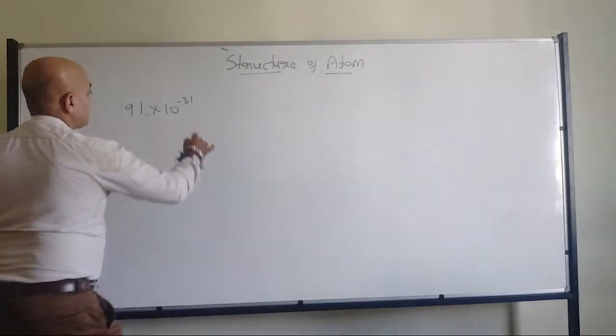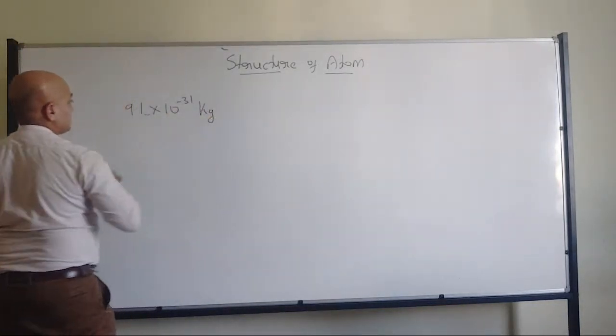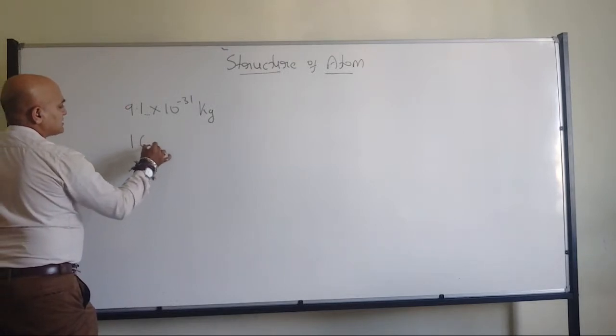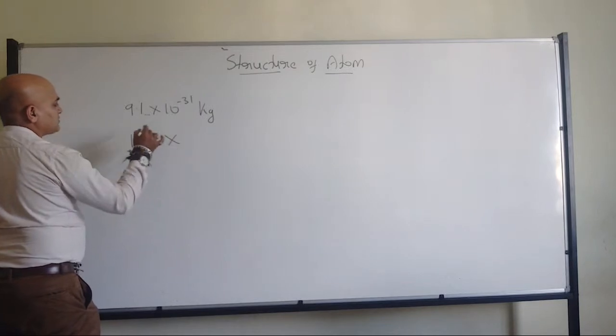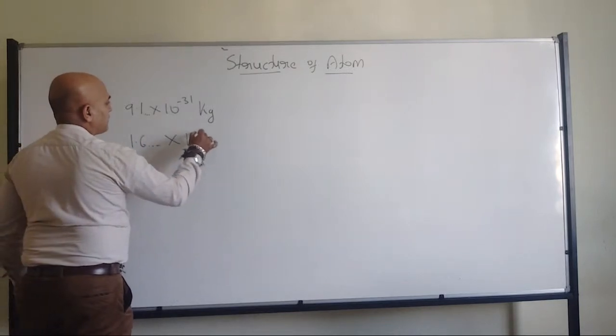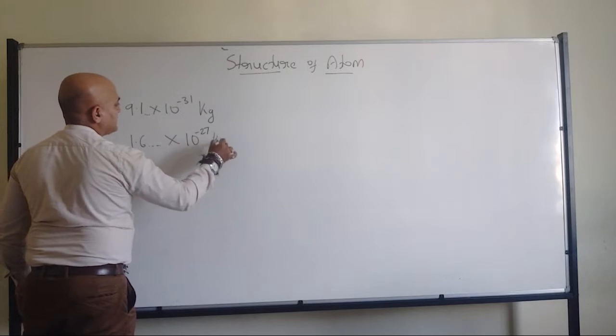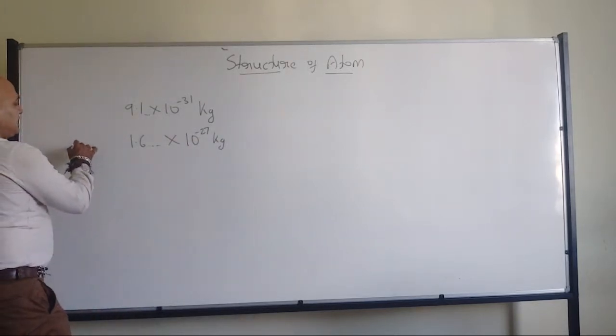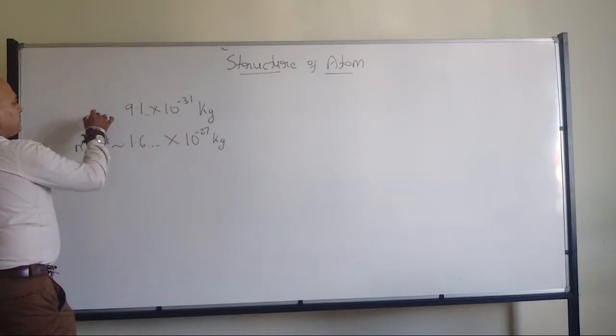So that is with respect to kg. Okay, I have to write the unit. Then when it comes to neutron and proton, almost the same. So 1.66, some more values are there, 10 to the power of minus 21 kg. Okay, so that's where neutron and proton have almost the same value.